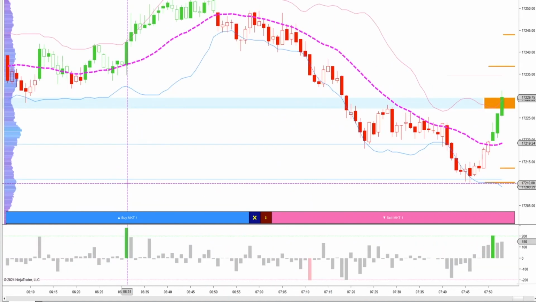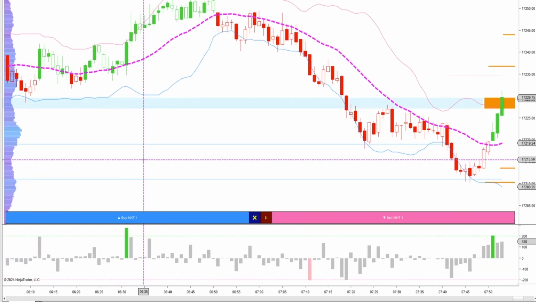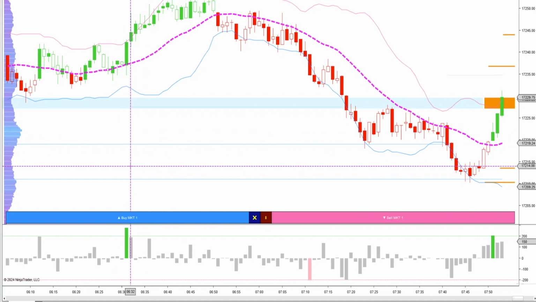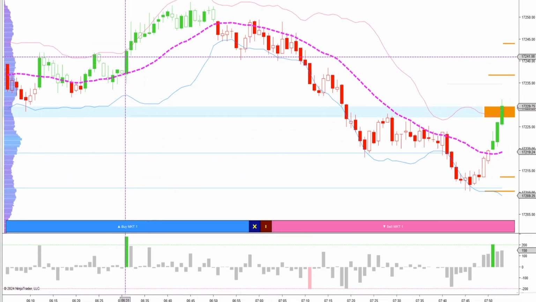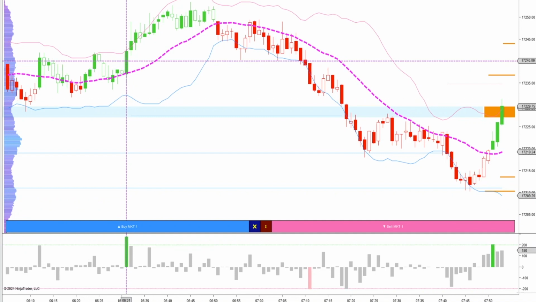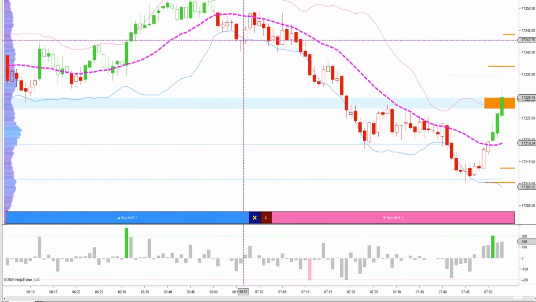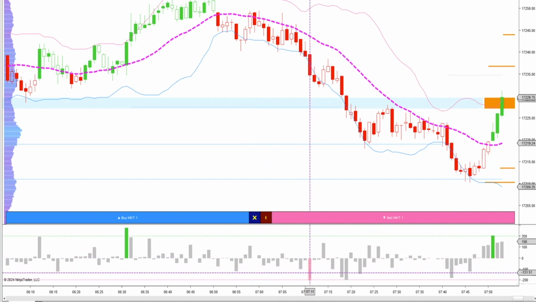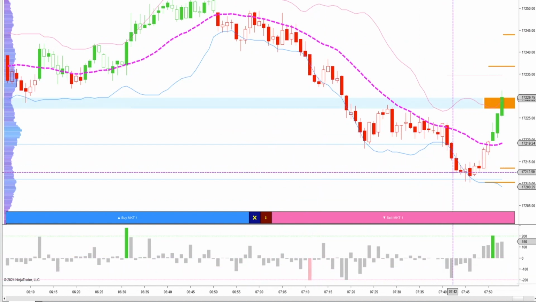Here's pre-market for the morning on Friday, 6:30 a.m. We're above the 20 SMA, get some moderate positive delta coming in, nice move up. We move below the 20 SMA, get some moderate negative delta coming in, a nice move down.